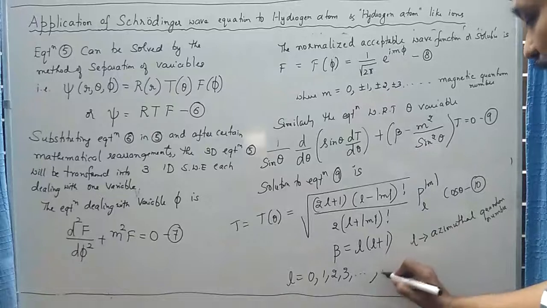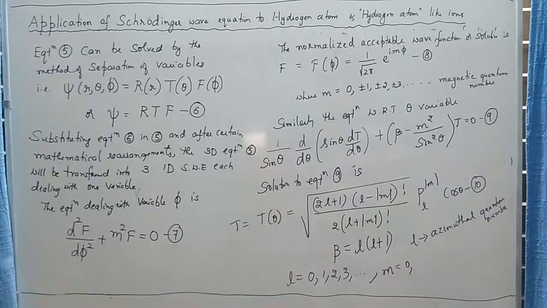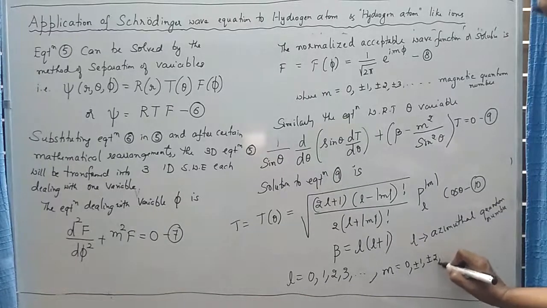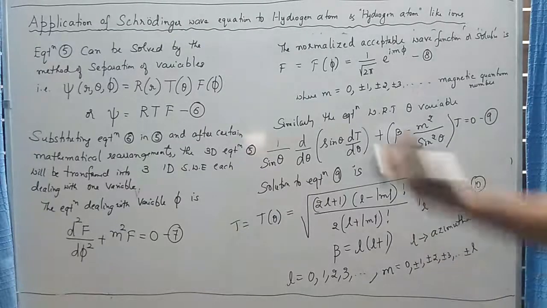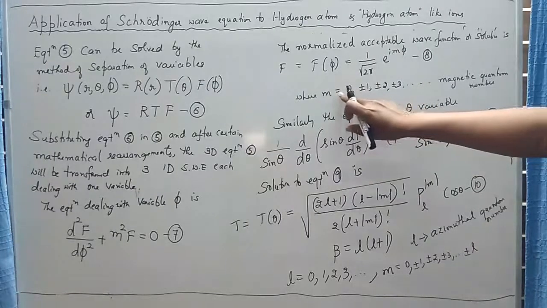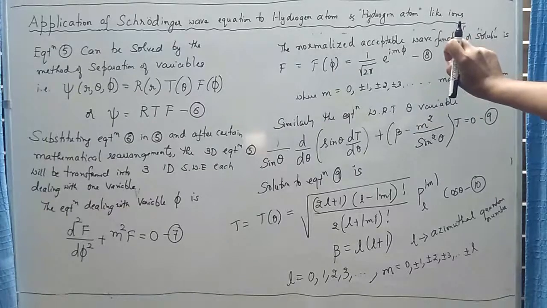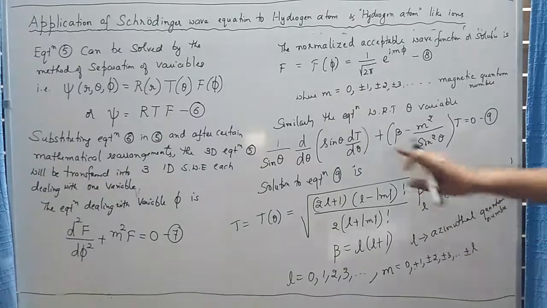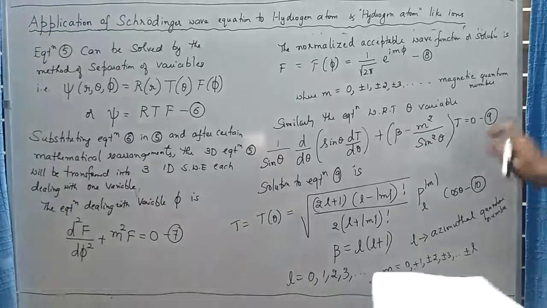What is that additional restriction? m, of course, takes only positive or negative integral values including 0, but the maximum value it can take is plus or minus L. Earlier, though the value of m was restricted to integral values, there was no limit on the maximum value. But here the maximum value m can assume is plus or minus L. So this restriction is due to the additional boundary condition that we have when we solve equation number 9.